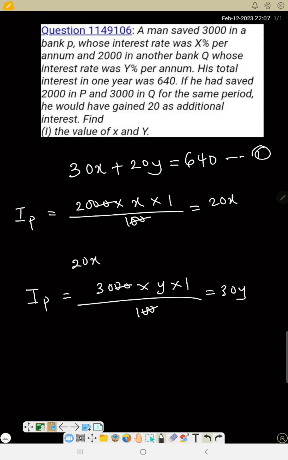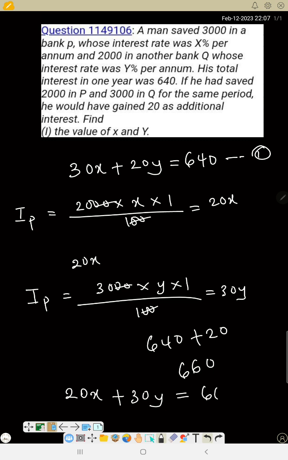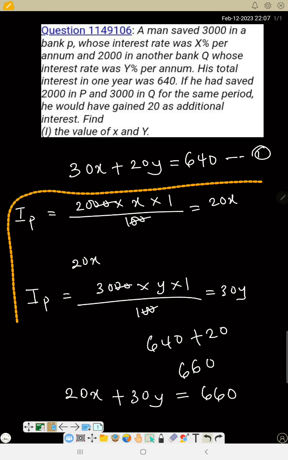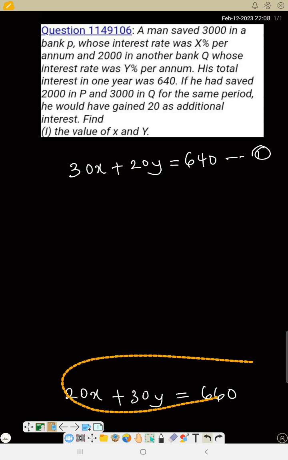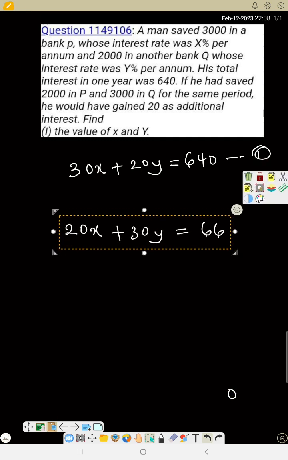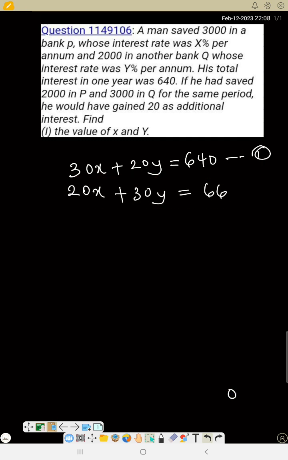He would have gained 20 as additional interest. Remember, the interest before is 640, now plus additional 20, that will be 660. So now the new interest is 20x plus 30y equals 660. So that will be equation 2. So if you solve the two equations, we are going to get x and y.